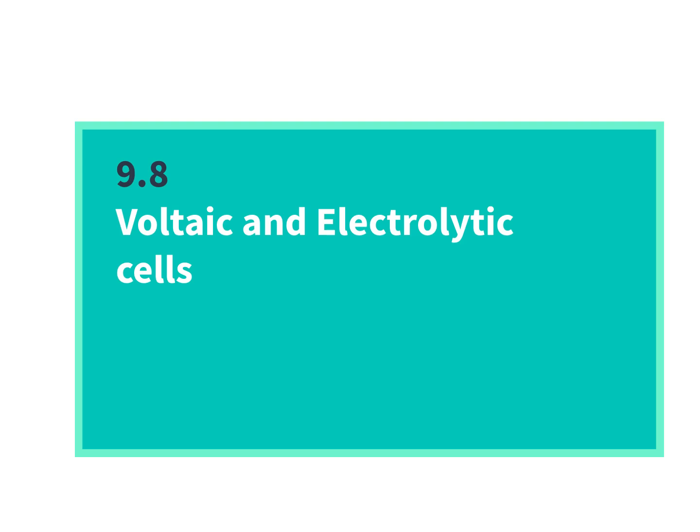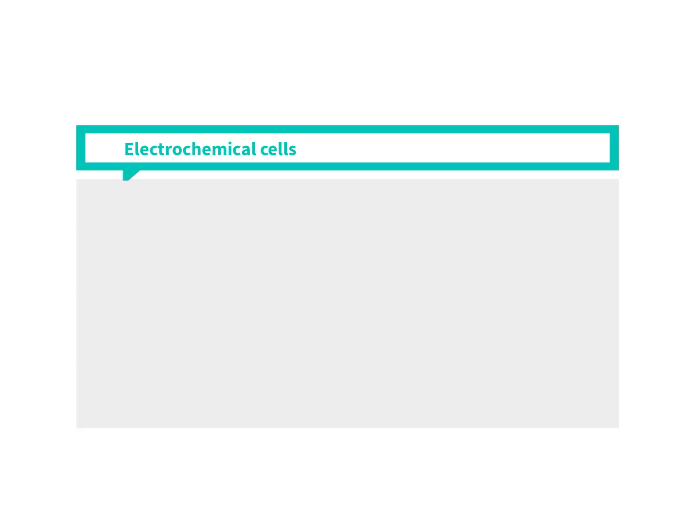Hi everyone, today we're covering topic 9.8, Voltaic and Electrolytic cells. As we move on to the second half of Unit 9, we're basically just going to talk about electrochemistry, which in essence is the chemistry of batteries. These are how batteries work, and they essentially work by redox reactions.